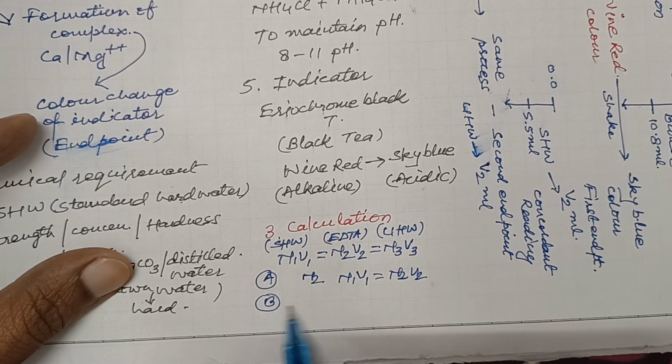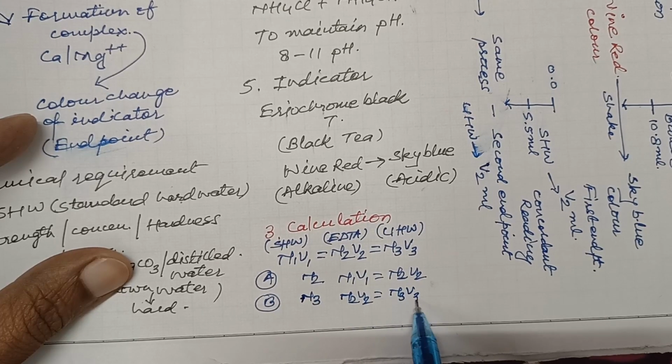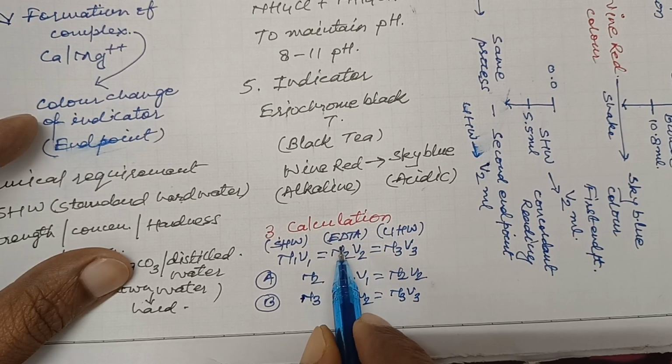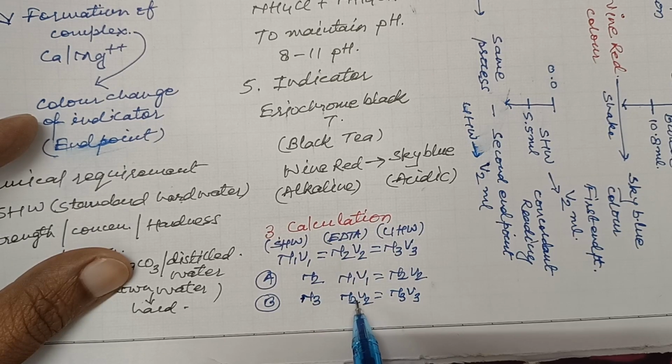In the second step, we use the remaining part of the formula, which is for getting N3, and the formula is N2V2 = N3V3. Here this N2V2 is again giving the values of EDTA, but this time EDTA is used for the unknown hard water. So here this V3 is for unknown hard water and the earlier V2 is for standard hard water.